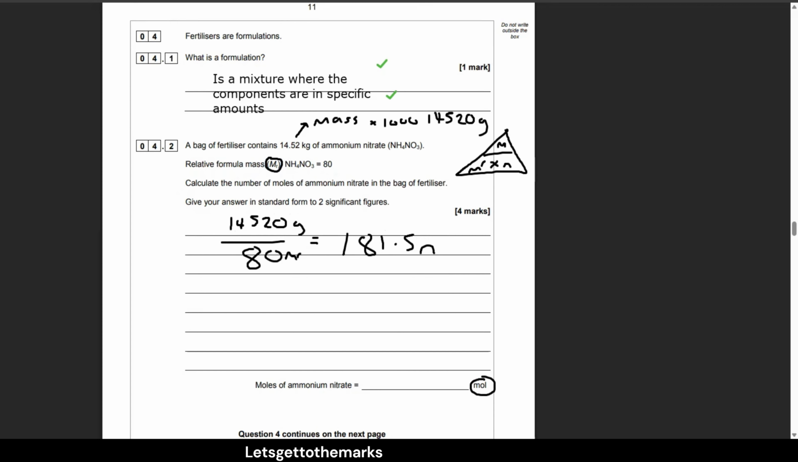So we got a mark for multiplying that by 1,000. We got a mark for doing the right equation. We got a mark for working out the moles. We now need to do it to 2 significant figures. So you were only allowed 2 numbers other than zeros. So we basically have to decide, are we going to do 180 or 190? What would you go with, 180 or 190? Well, it's obviously closer to 180.